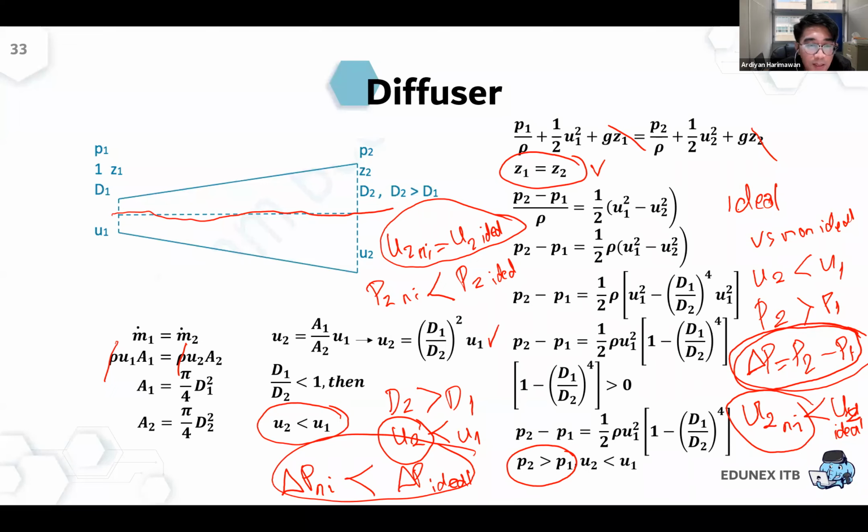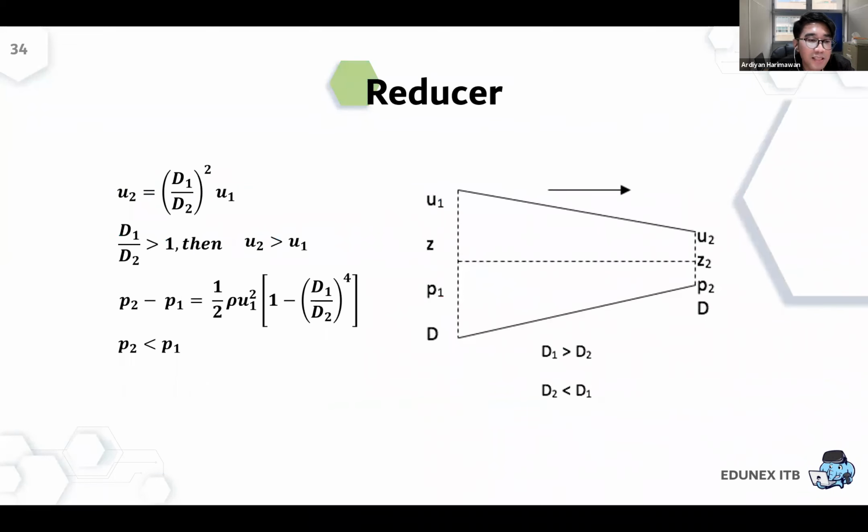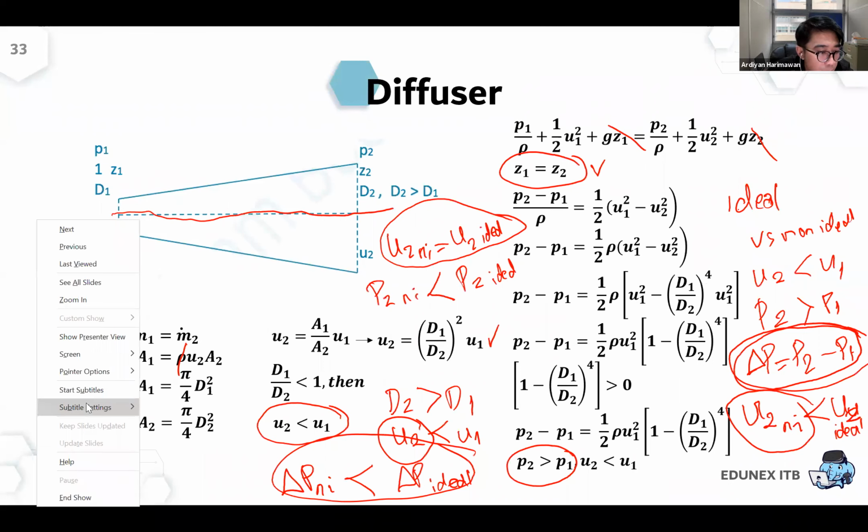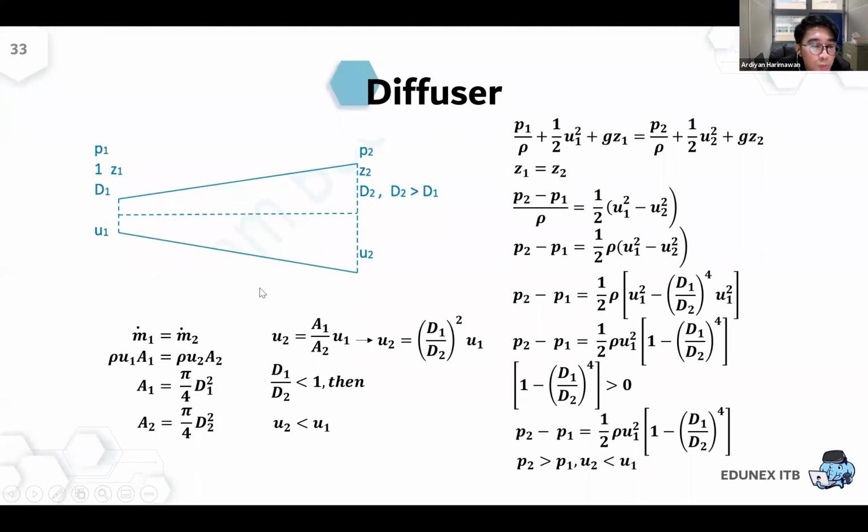Okay, then I'll move to the second one. This one is the opposite diagram of the diffuser. We call it a reducer. The reducer connects from a bigger diameter to a smaller diameter of the pipe. If you analyze from point 1 and point 2 using mass balance and then the Bernoulli equation, the equation will be exactly the same.